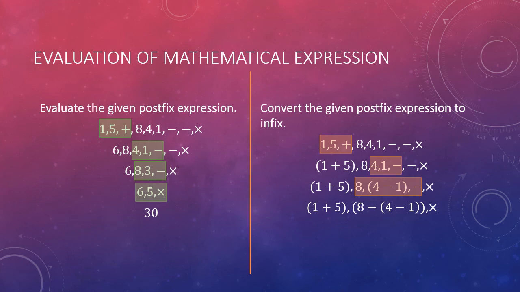Now 1 plus 5 is one operand. 8 minus 4 minus 1 whole is another operand. Multiply is an operator. So this can be written in infix as the first operand, then the operator, then the second operand. And you can evaluate this infix expression. It gives you the same value 30.